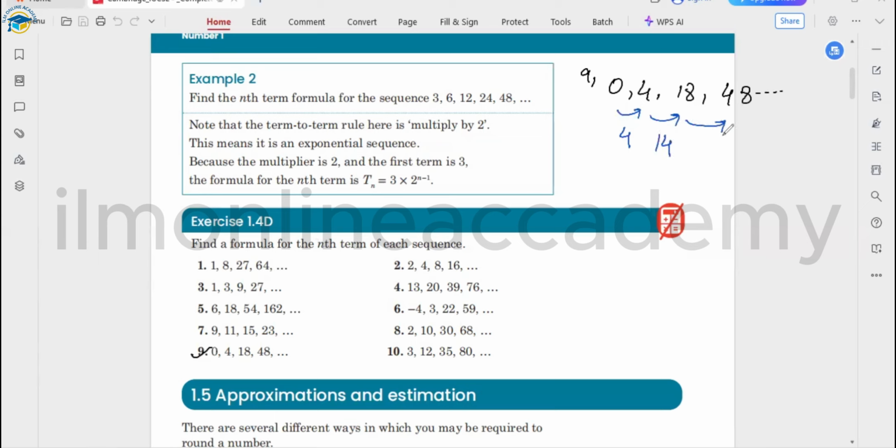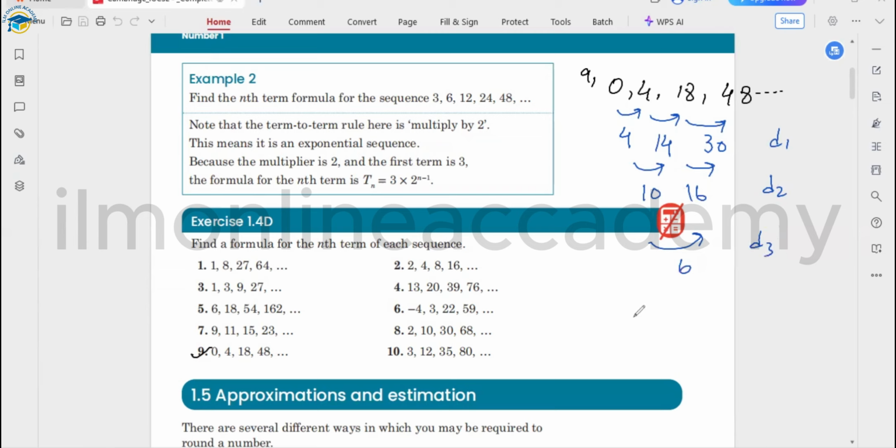Okay, next is 48. From 48, we need to subtract the previous number, that is 18, and it's coming 30. So this is your first difference. Let's find out the next difference. 14 minus 4 will be 10. And from 30, we need to subtract 14. It's coming 16. This is your second difference. And the third difference will be 16 minus 10, which is 6. This is your third difference.